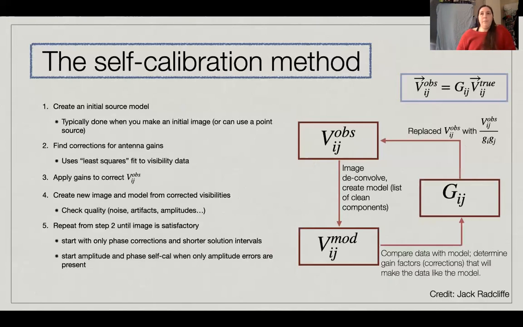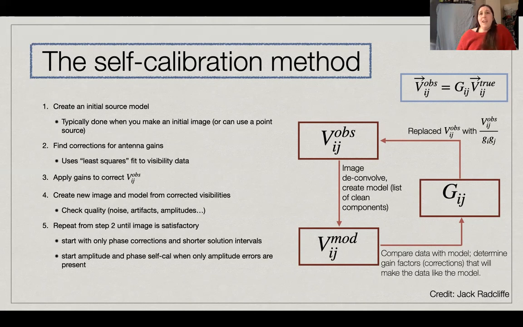The self-calibration process is simple. Thankfully, there aren't many complicated steps to follow. So you could start by creating a source model. You need the model so that you know where the source is and what the shape of the source is. The model is typically produced when you create the image.